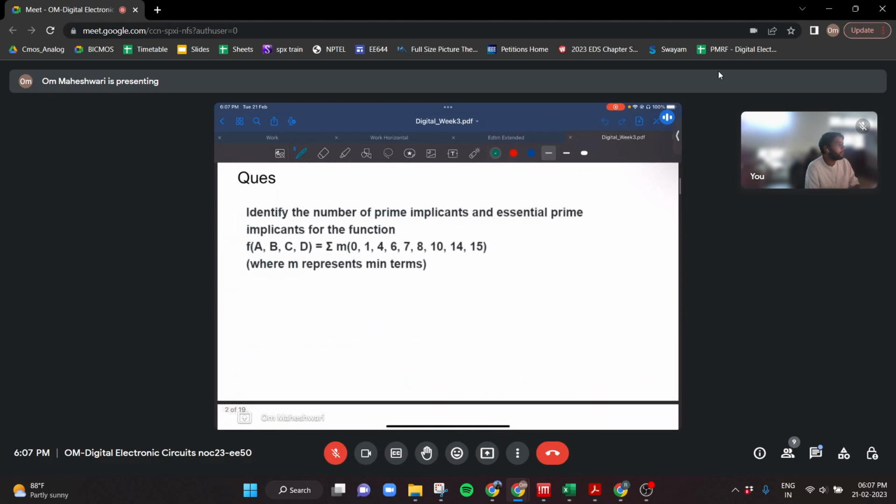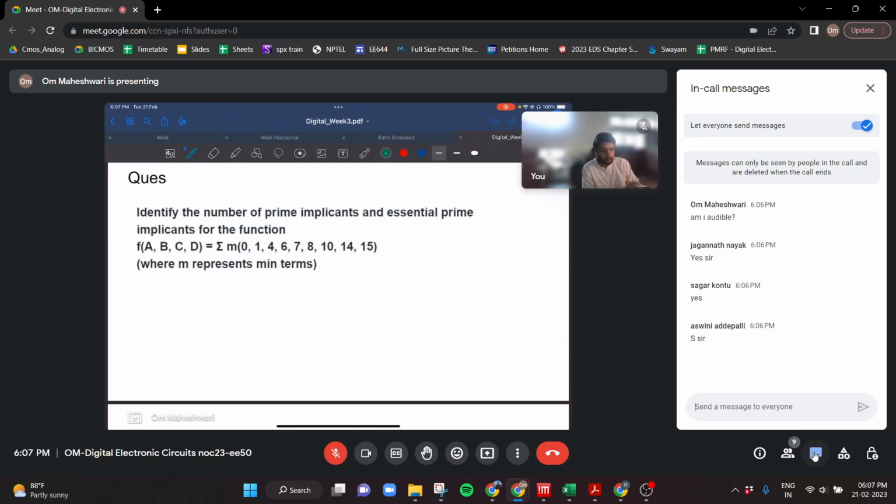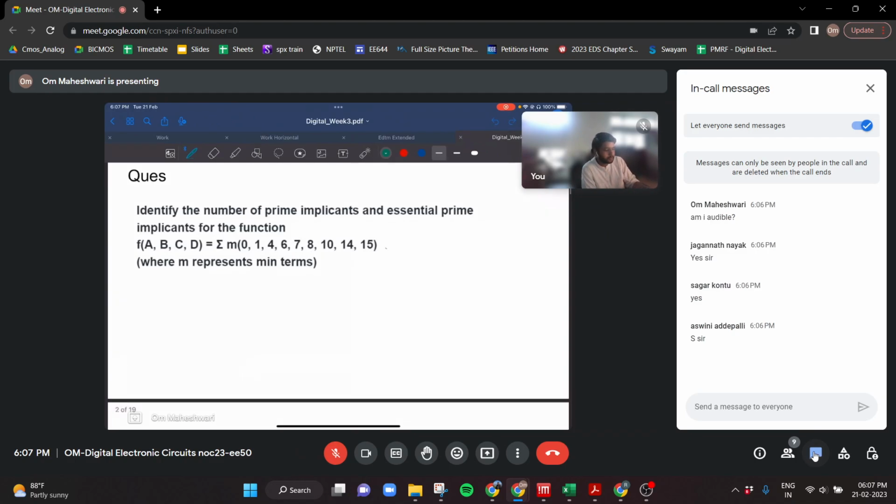So the first question that we have for today is: identify the number of prime implicants and essential prime implicants for the function f(A, B, C, D) given with these minterms. Before going to what prime and essential prime implicants are, I hope you know from the video, but I'll cover it again. But first, I want you to draw the K-map for this. Then we will identify the prime implicants and essential prime implicants easily.